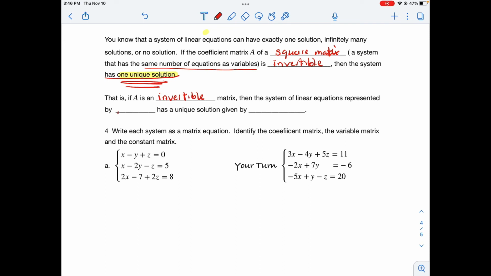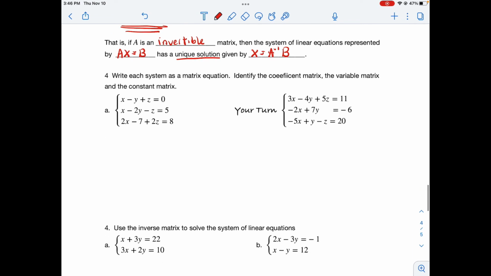So that is, if A is an invertible matrix, then the system of linear equations represented by A times X equals B has one unique solution, given by X equals the inverse of A times B. All right, let me translate what this means in our situation here. So first, we're just going to set this up. So I'm going to practice setting up. So matrix A stands for our coefficient matrix, and we already talked about what a coefficient matrix is. Matrix X is referred to as our variable matrix, and B is our constant matrix.